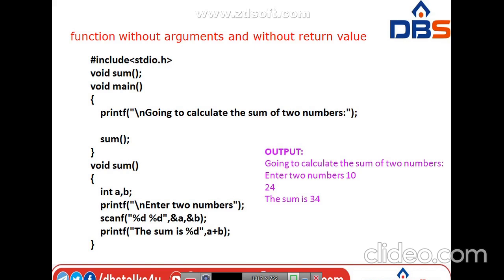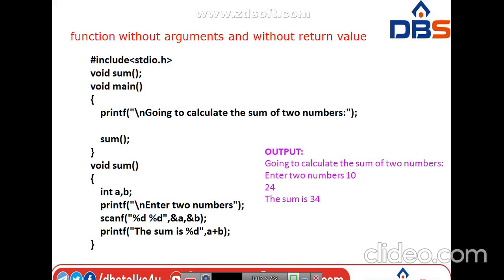In this category we have one example. First of all we write the header file, that is #include <stdio.h>. It is a simple example for calculation of the sum of two numbers. Initially we declare a function before main. Before main we have void sum. So sum is a function declaration.